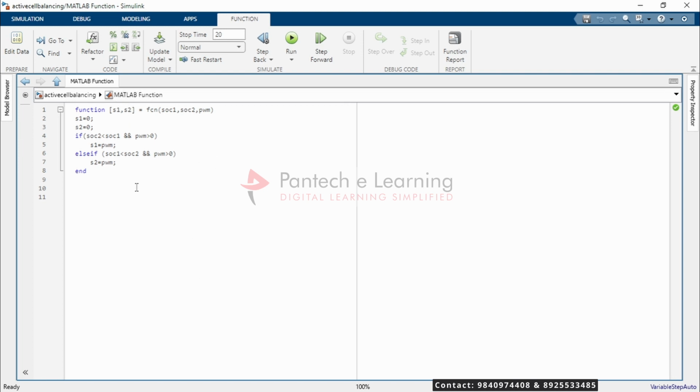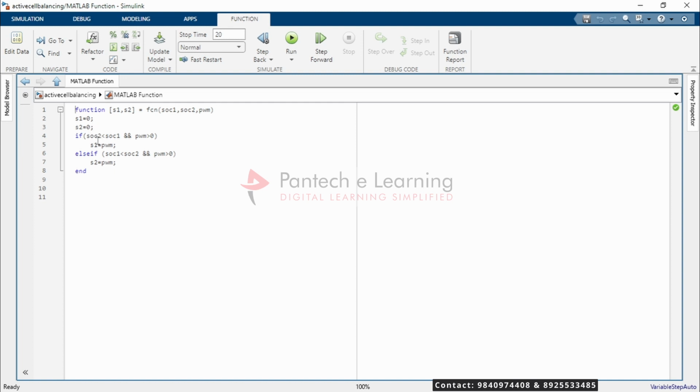So the purpose of this function is to perform active cell balancing, which involves equalizing the SOC of the individual cells in the battery pack by transferring charge between them using switches. So here the function first initializes S1 and S2 to 0. Then it checks some conditions.